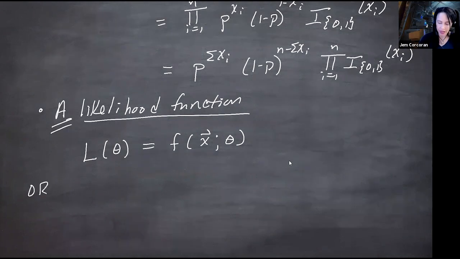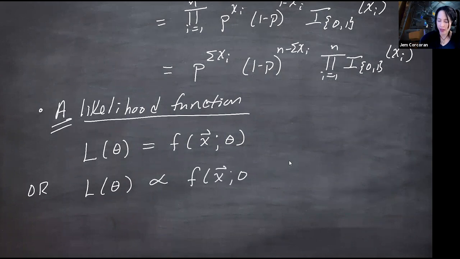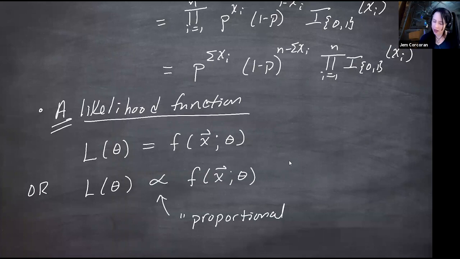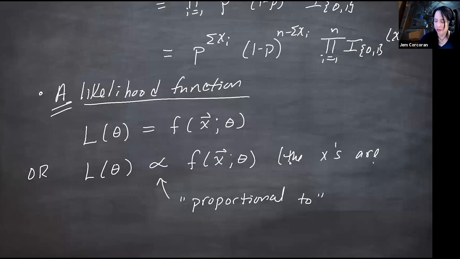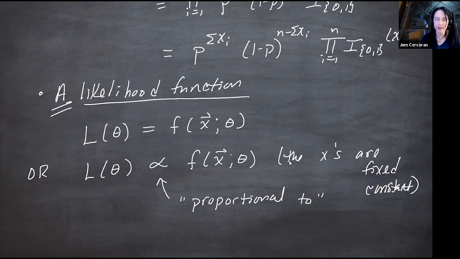But another possibility is to take it to be anything proportional to the joint PDF. So that alpha here represents proportional to. This is proportional to the joint PDF when thinking of it as a function of theta and thinking of the x's as fixed and constant. And let me tell you why something proportional to the joint PDF is perfectly fine.